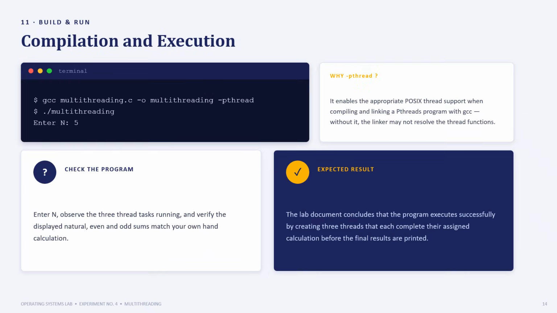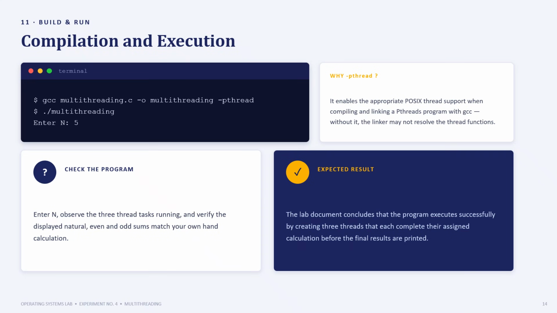Compilation and execution. Now the final most exciting part. Let us compile and run our program. Open your terminal and type this command: gcc multithreading.c -o multithreading -pthread. Then press enter and run using ./multithreading.